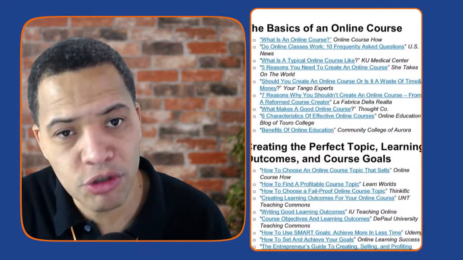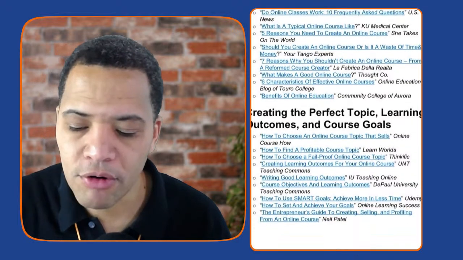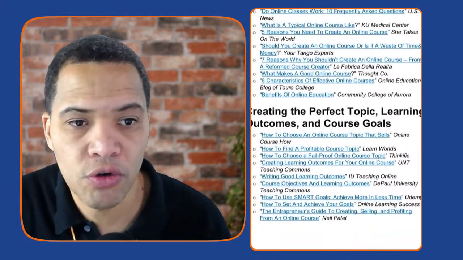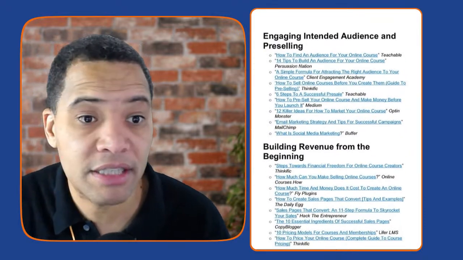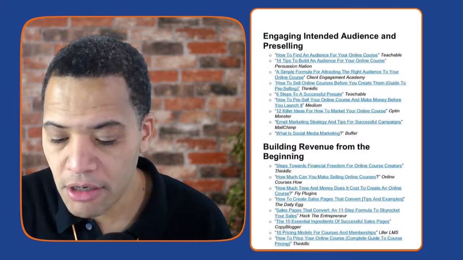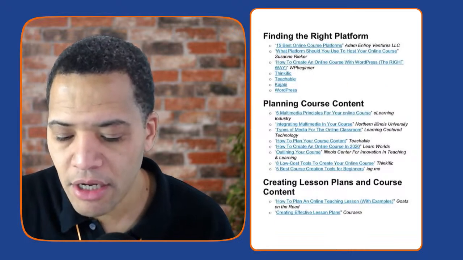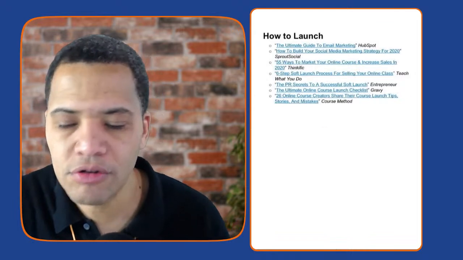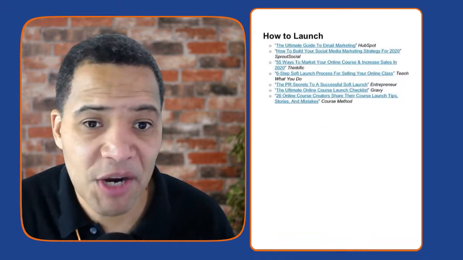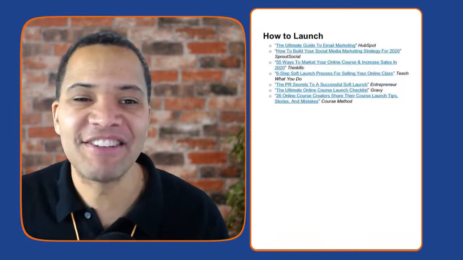Like I told you, we broke this down into basic categories: the basic online course, creating a perfect topic, learning outcomes and course goals. We also went through engaging your intended audience in pre-selling, how to pre-sell your course and build revenue from the beginning, finding the right platform, planning the course content, and creating lesson plans and course content. And then how to launch your course, the last category there. All these resource links are going to save you guys tons of time. I'm serious, it's going to save you so much time.